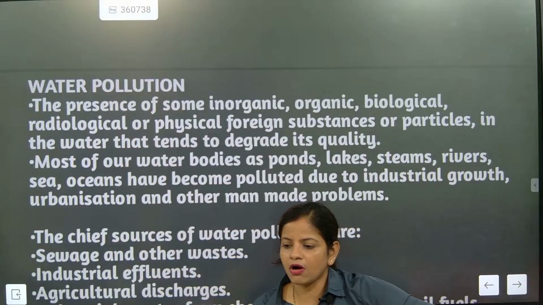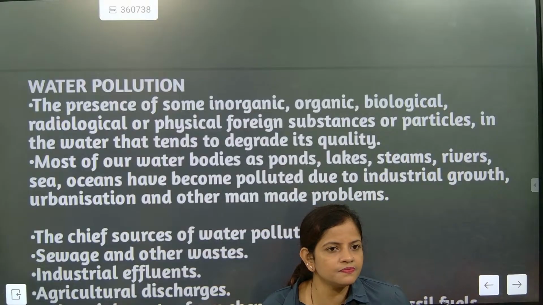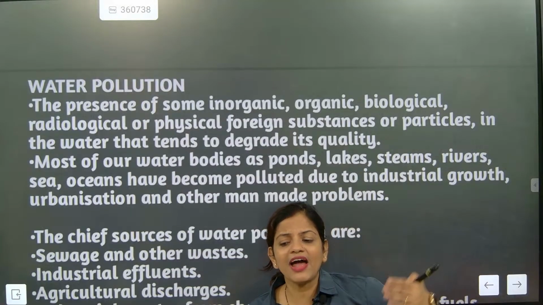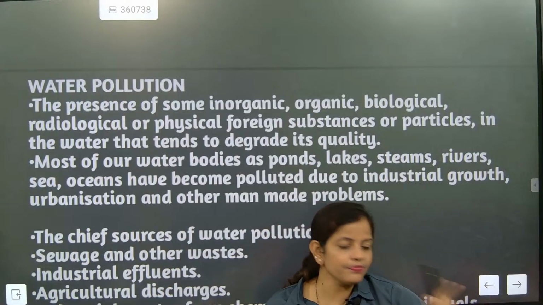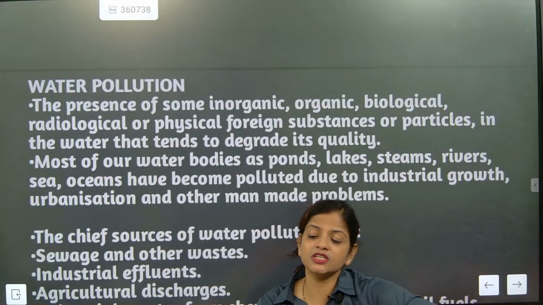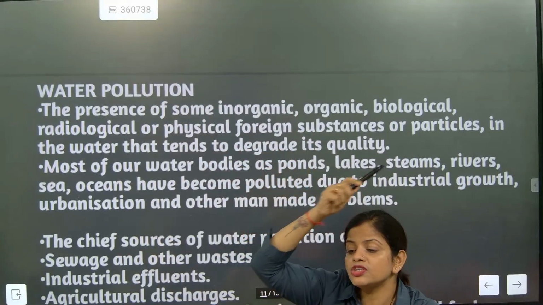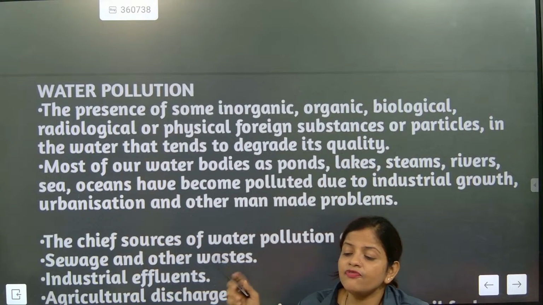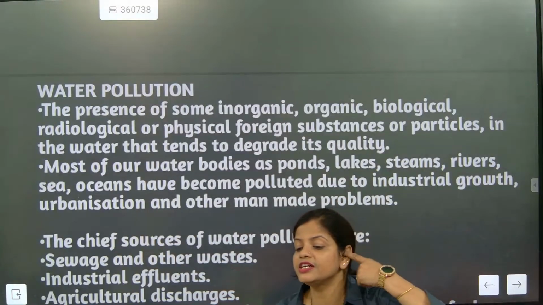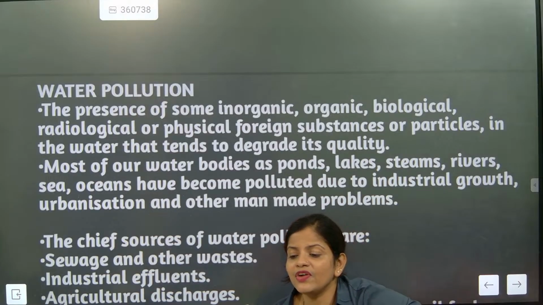Correct now? Because in the absence of water, nothing will be available. Correct now? So there are many factors; one after another, back to back, it will affect. Correct now? So water pollution is the presence of some inorganic or organic, biological, radiological or physical foreign substances or particles in the water that tend to degrade its quality, and that is exactly creating pollution. Correct now? And that's what we were talking about.